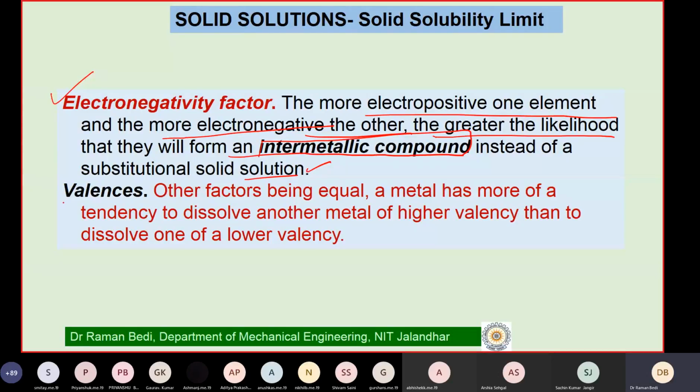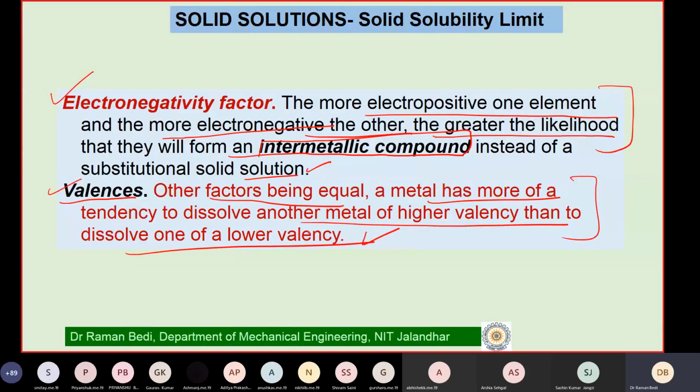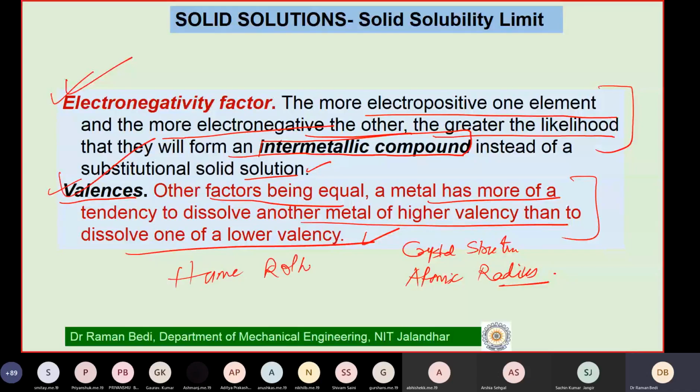Similarly, when we talk about the fourth factor, the valence factor, if everything else is equal, everything else in the previous three factors is equal, a metal has more of a tendency to dissolve another metal of higher valency than to dissolve one of lower valency. So these are the four parameters. The first was crystal structure. The second was atomic radius or atom size. The third is the electronegativity factor, and the fourth is the valence factor, which were actually given by Hume and Rothery as the factors for alloy formation.